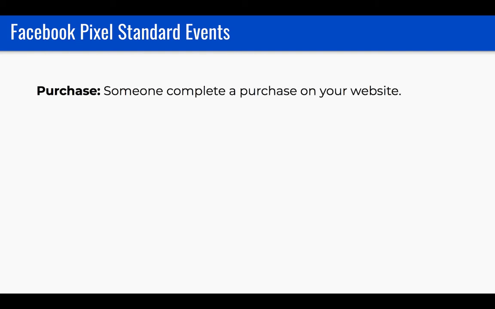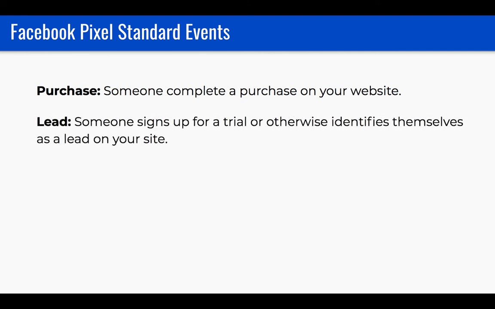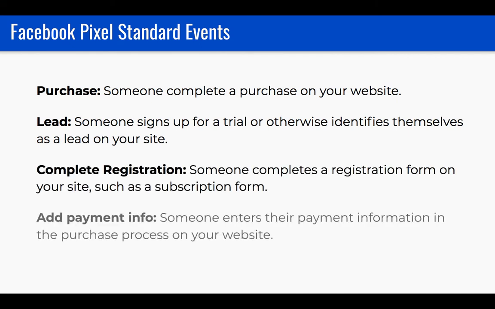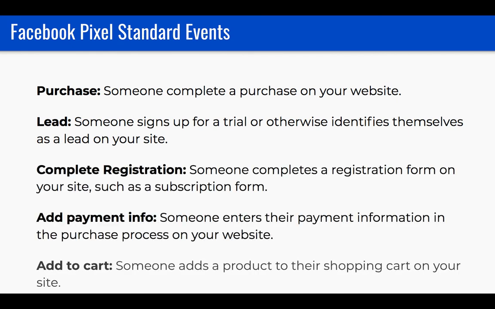So we have purchase. Someone completes a purchase on your website. You have a lead. Someone signs up for a trial or otherwise identifies themselves as a lead on your site. Complete registration, add payment info, add to cart. So all these are standard event, and if you just search for Facebook Pixel standard events, you will be able to find this. This is just for a little bit of clarity on the different kinds of event that happens on your website. And once this event happen on your site, you will be able to see inside your Facebook Analytics account on what is the number of event for each of this particular event.